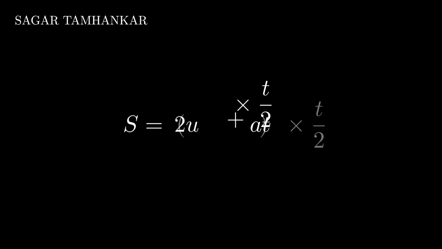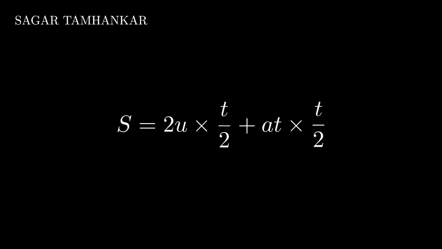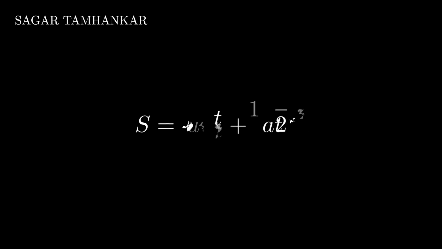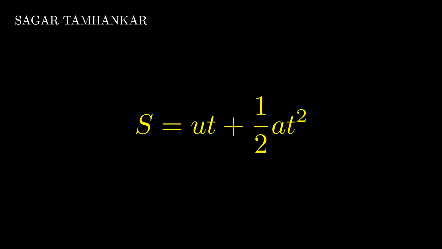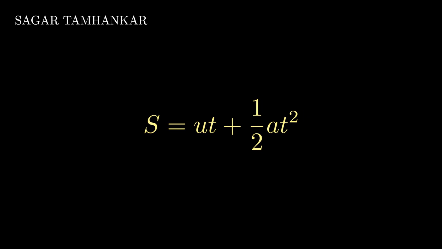Distribute the multiplication over the two terms. Cancel common factors and simplify. This gives the second equation of motion. Displacement equals initial velocity multiplied by time plus 1/2 acceleration multiplied by time squared.